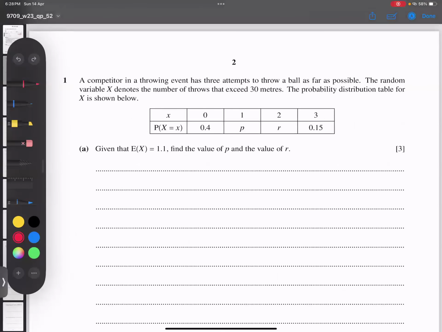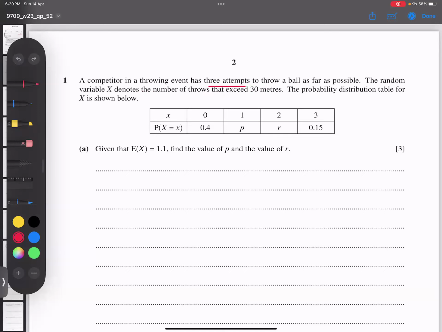A competitor in a throwing event has 3 attempts to throw a ball as far as possible. Okay, so 3 attempts. If X denotes the number of throws that exceed 30 meters. So X denotes what? Exceeding 30 meters. The probability distribution table is mentioned here.